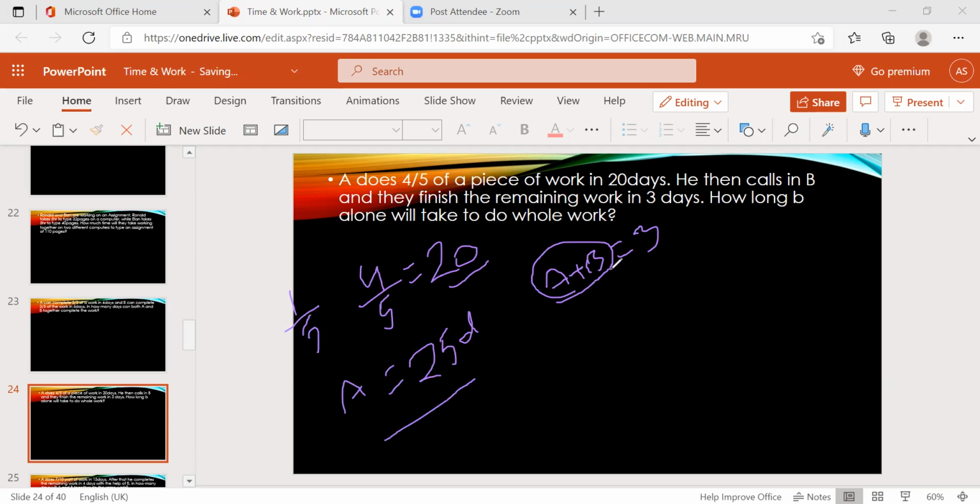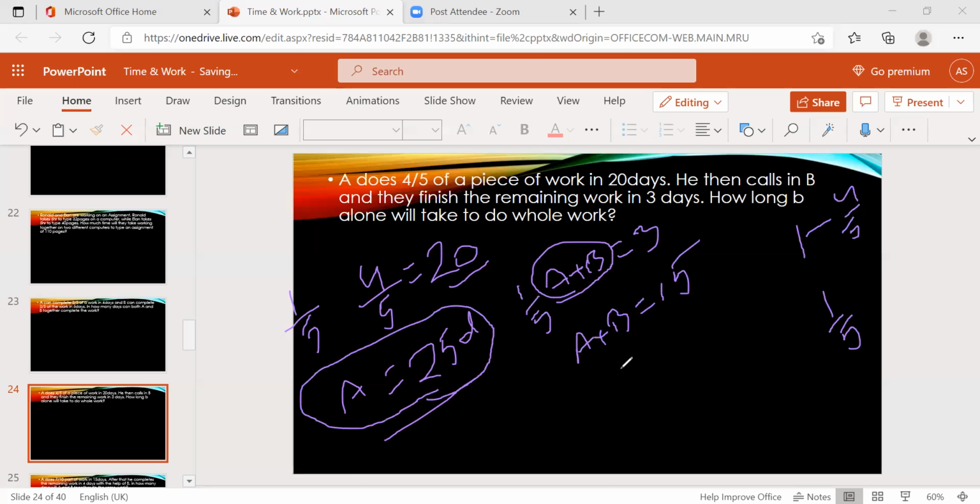So remaining work is nothing but fractions. So the rule of flip is being used here. The rule of flip is more useful here, right? 4 by 5 work is given. So 1 is the total work in the rule of flip. So 4 by 5 done means 1 by 5 work is pending. So this 1 by 5 work, who has done it? A plus B, right? How many days? 3 days. So A plus B together can finish the work in how many days? 15 days.